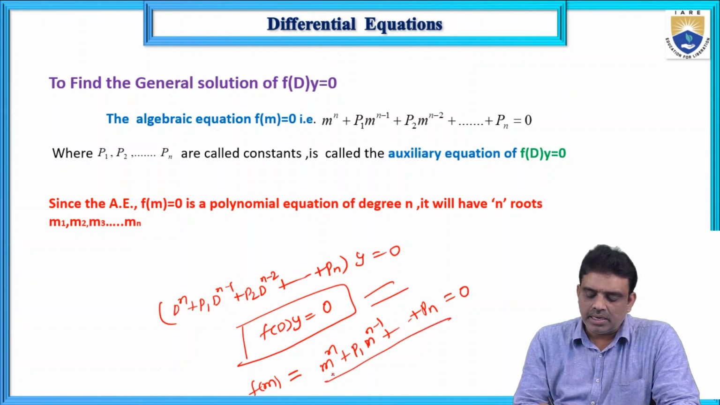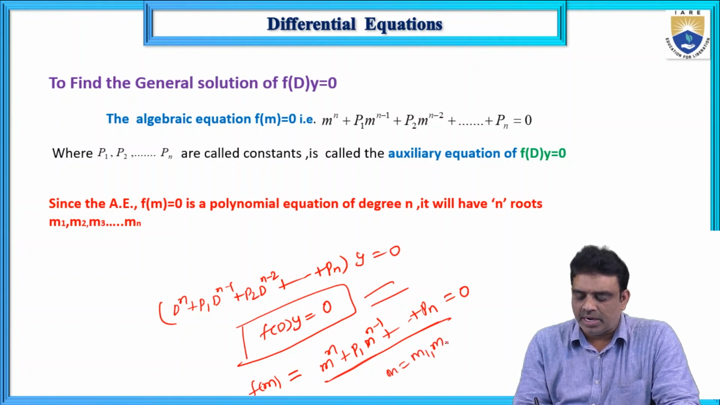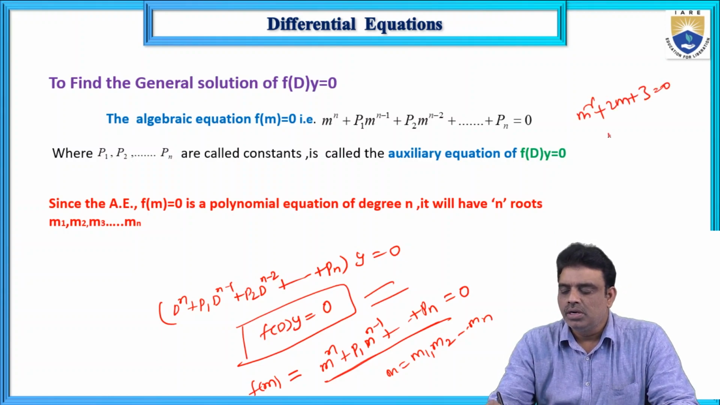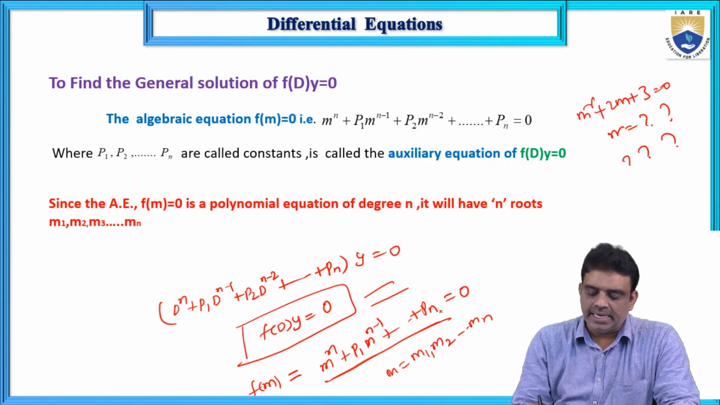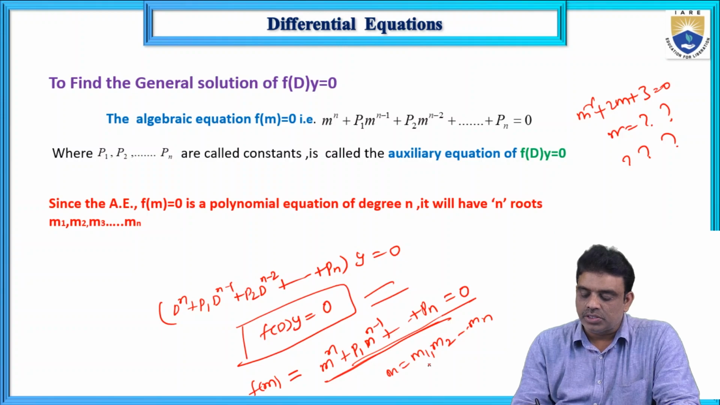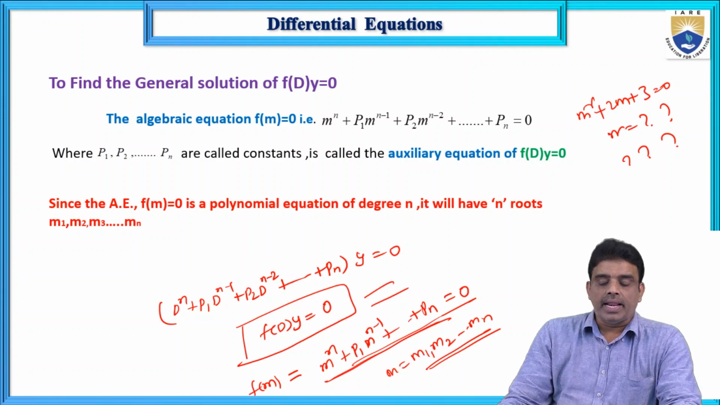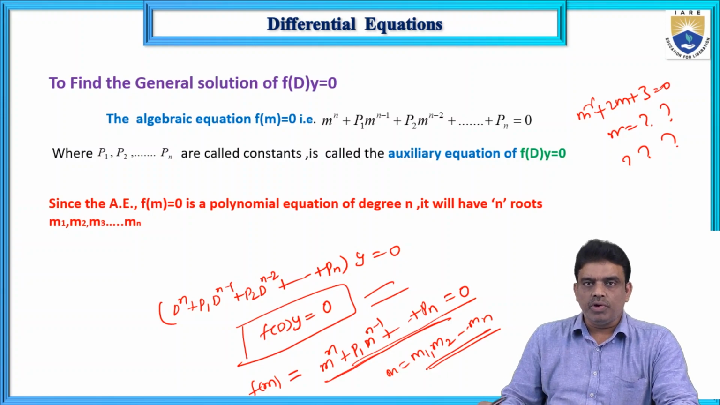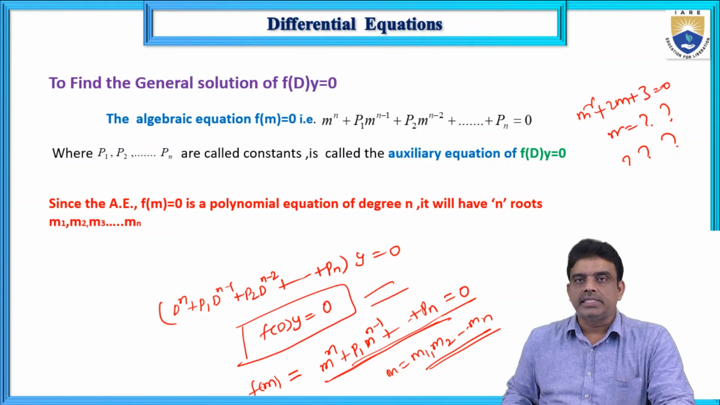This equation, having nth order, has n roots: m1, m2, m3, and so on up to mn. Suppose the equation is m squared + 2m + 3 = 0; it will have 2 roots. If it is a 3-degree equation, it will have 3 roots. Because it is an nth degree polynomial equation, it has n roots, m1, m2, m3, and so on up to mn. So here we write the solution of the given equation based on the roots of the equation.